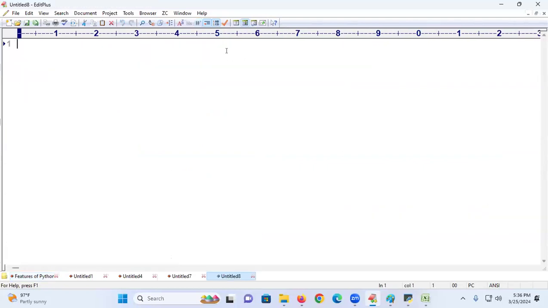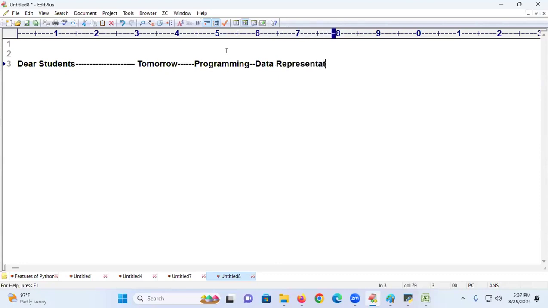So this concludes that my features are totally over. Dear students, online students, listen. My features are completed, and now I am going to say that tomorrow I am going to introduce programming. I am beginning the programming, starting from data representation. What are variables? What are the rules for variables? What is data? What is the purpose of data?